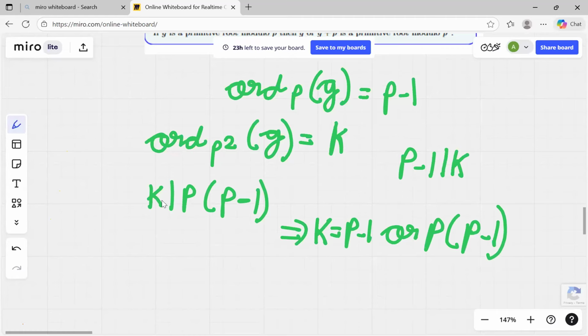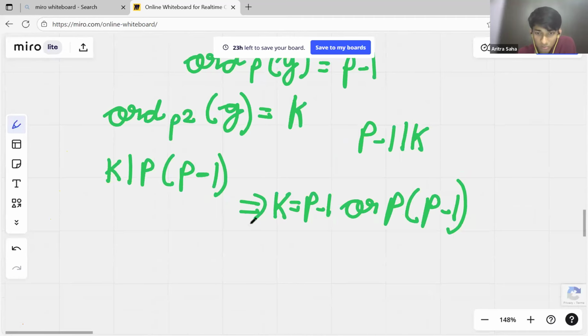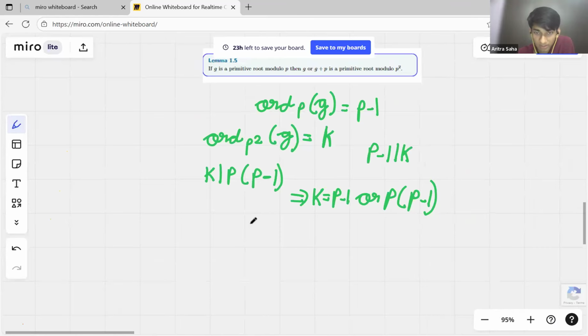So we'll assume it's p minus 1. For both g and g plus p, if any of them has order p into p minus 1, then we know that it is the primitive root. So we'll assume the order is p minus 1 in both cases. Okay. Now, for the sake of contradiction, let us just assume k equals p minus 1. So g to the power p minus 1 is 1 mod p square.